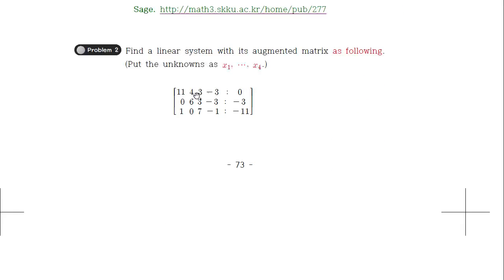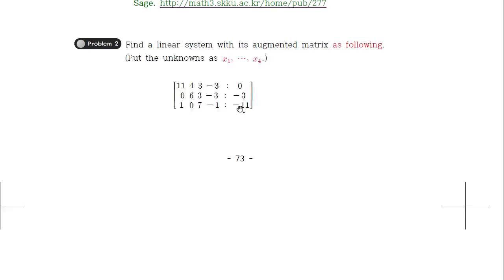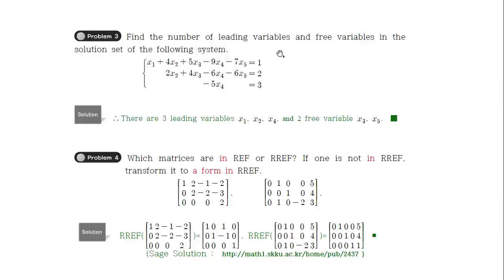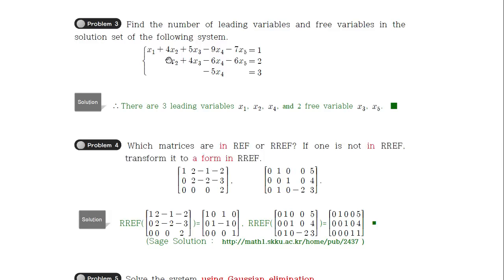11x1 plus 4x2 plus 3x3 minus 3x4 is equal to 0, and 6x2 plus 3x3 minus 3x4 is equal to minus 3, and x1 plus 7x3 minus x4 is equal to minus 11. So you have 3 equations. Okay. Next, find the number of leading variables and free variables in the solution set of the following system. If you have 1, 2, 3, this is already in REF form. So the leading variables are x1, x2, and x4.